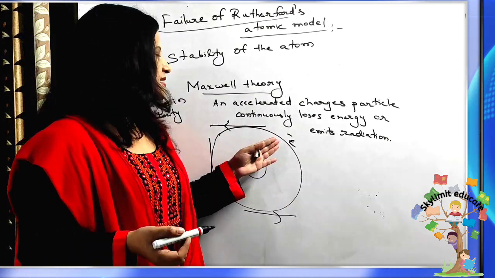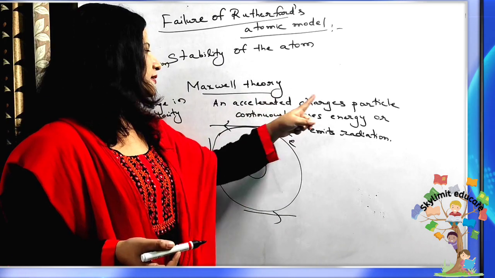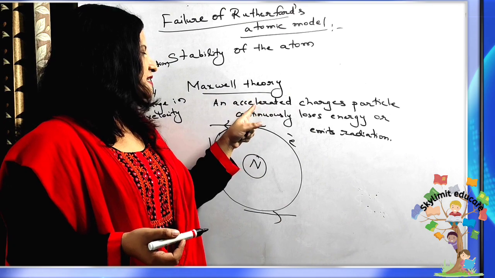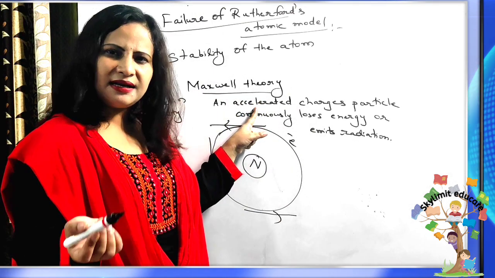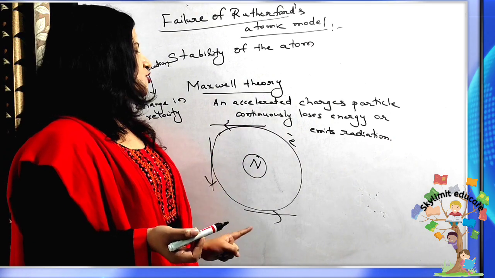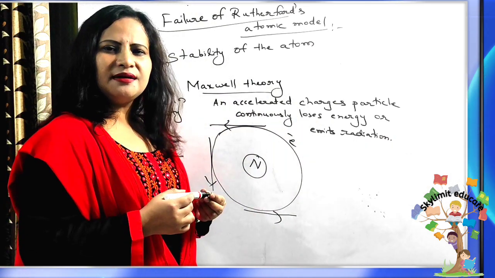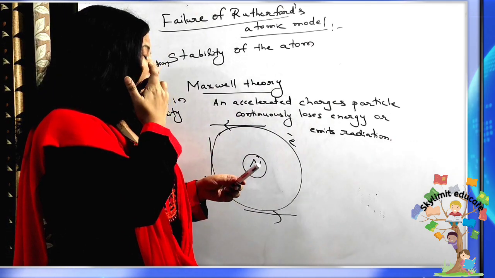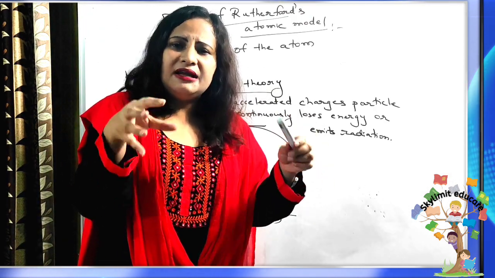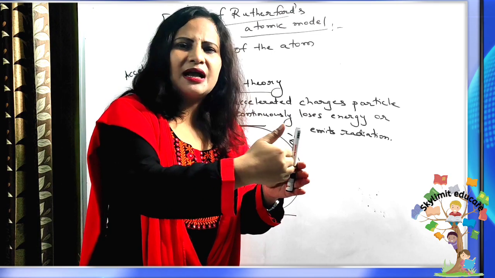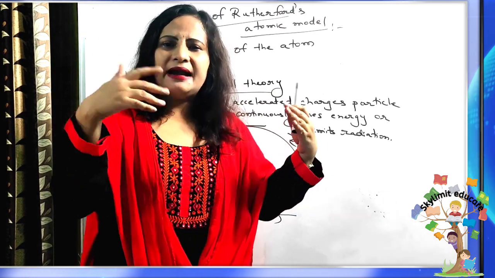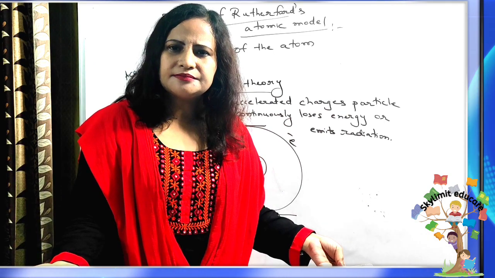We can say that the electron is negatively charged. That is a charged particle. The electron is a charged particle, and it is also an accelerated charged particle, because while moving around the nucleus, its direction of motion is continuously changing. Yes or no? So then it should emit radiation. That means it should continuously lose energy, and if it loses energy, then definitely it will come and hit the nucleus or collapse into the nucleus of the atom, and the atom will be destroyed ultimately.